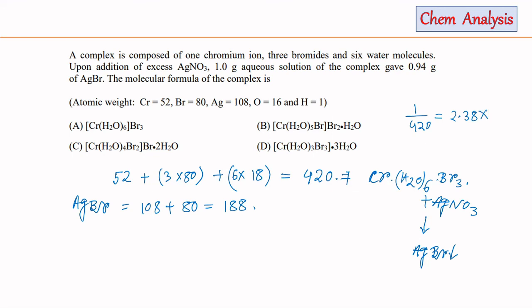that means 2.38 into 10 to the power minus 3 mole of this complex reacts with silver nitrate to precipitate 0.94 divided by 188 mole of silver bromide, that means 0.005 mole of silver bromide is precipitating.